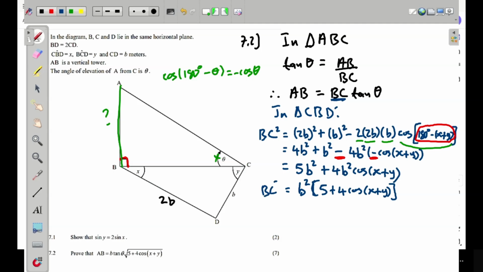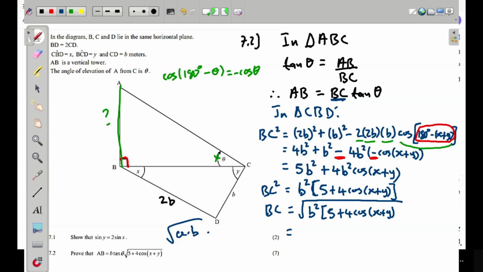Remember, this is what BC squared is. So when I look for BC now, I take the square root, and taking the square root, let's maybe put it on show. That's 5 plus 4 cos x plus y. Remember, square root of a times b is the square root of a times the square root of b. Surds, grade 11 surds, right?